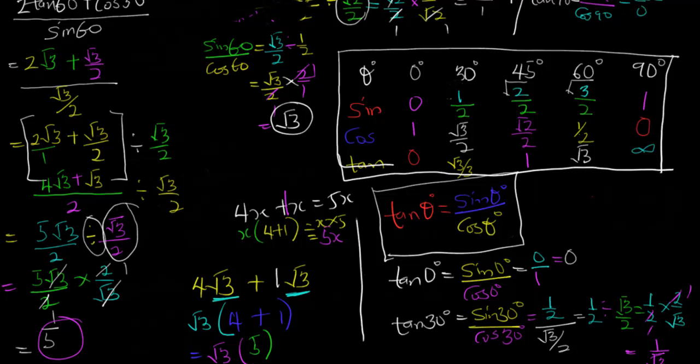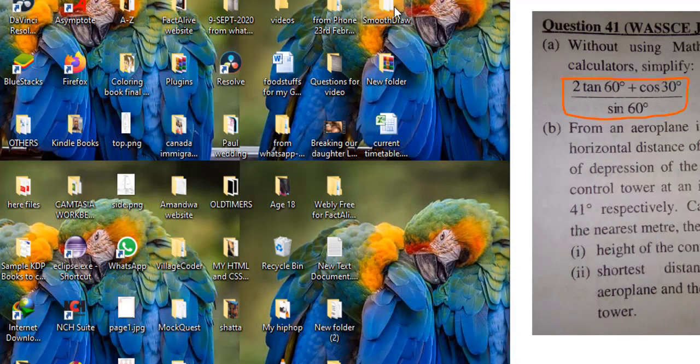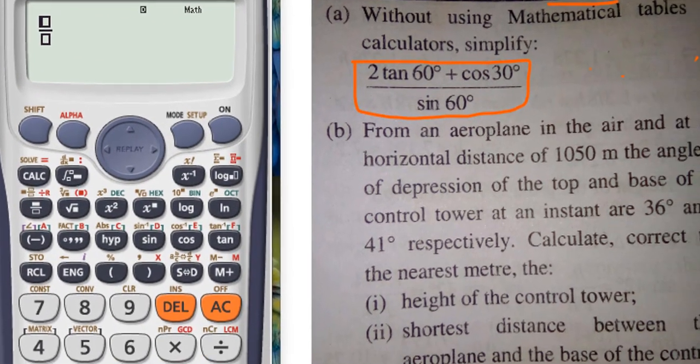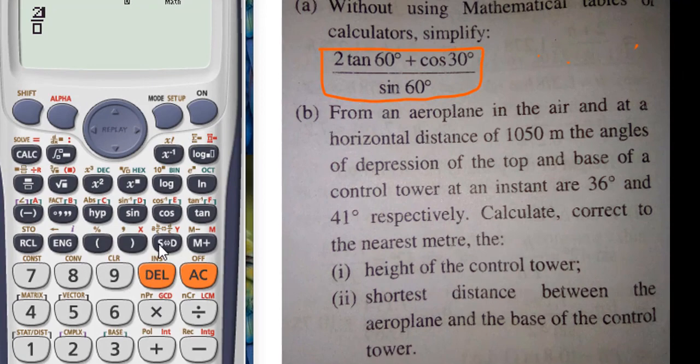Now let us use a calculator to verify our answer. You first press on the fraction template, then you type 2 tan 60 degrees plus cos 30 degrees divided by sine 60 degrees. And you have 5 as your answer, so that is correct.